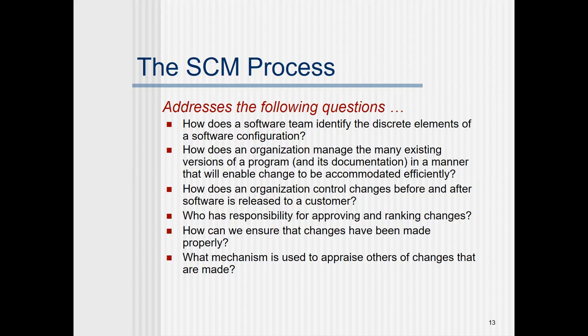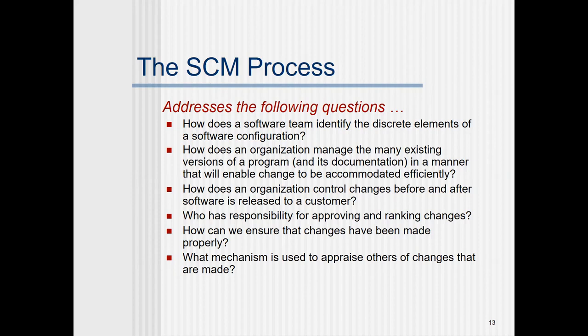It is not as if they have doubt over whether they are releasing the best, most upgraded, most viable, optimum product or not. All of that is answered. With that answer only, they are hitting the market and hitting our devices. Is it clear? So how does an organization manage the many existing versions of a program and its documentation in a manner that will enable change to be accommodated efficiently? How are they taking the existing version, and how successfully, how daringly are they bringing in the changes onto it? How did they do that?